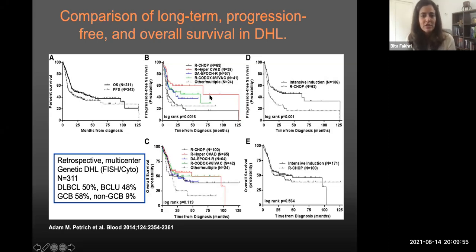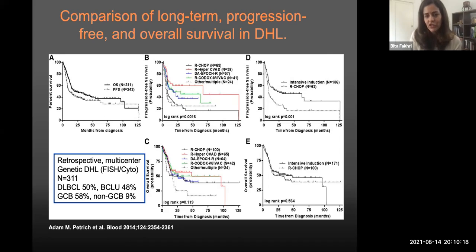And they saw that although with these intense regimens, the PFS is improved. Here you see that when you clump all these intensive regimens, the PFS is improved, but unfortunately, at the end of the day, the overall survival does not differ between intensive chemotherapy and R-CHOP.